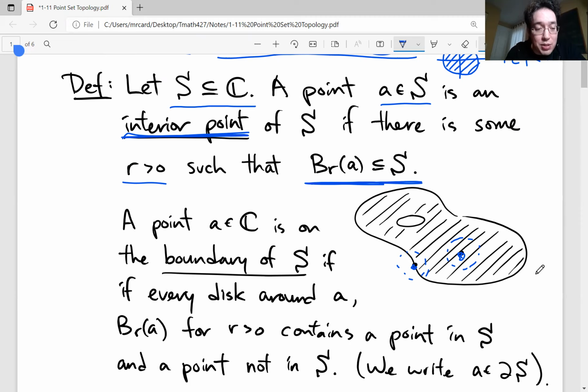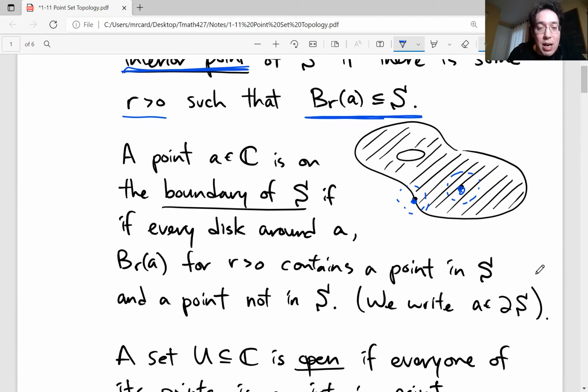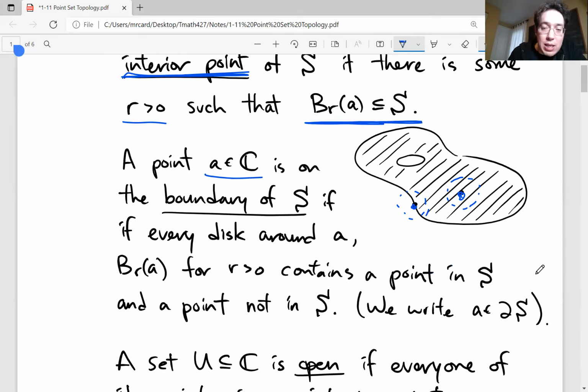In fact, there's a terminology for points that look like this. We say a point A, which is a complex number, is on the boundary of S if when you look at a disk around it, there's always a point inside the set and outside of the set. So it touches both inside and outside, no matter how small that disk is. There's always a cloud of points that you could dip your hand into, and a cloud of points outside that you can stick your arm out of.